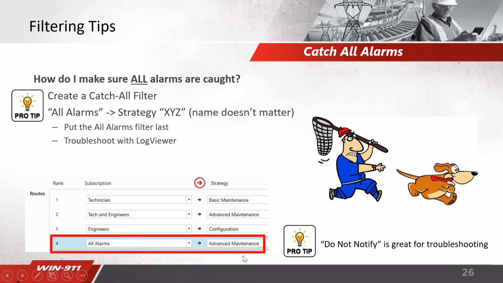A pro tip here is to use a do not notify for this catch-all. Point all alarms to do not notify. That way, if alarms pass through all your filters, they will go to a do not notify strategy. Then you can use LogViewer, which I'll be showing next, to understand what happened with that alarm. If you see the do not notify, it's an indication maybe you mistyped something or didn't use case sensitivity in building your filter. And filters are case sensitive.